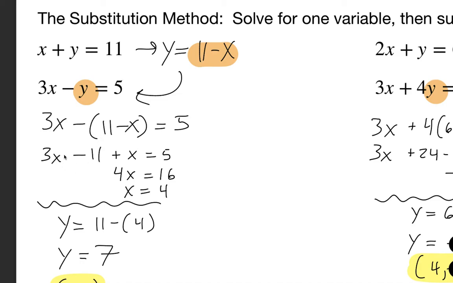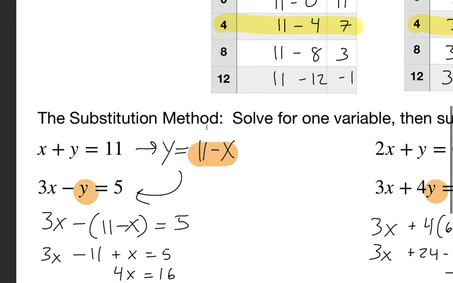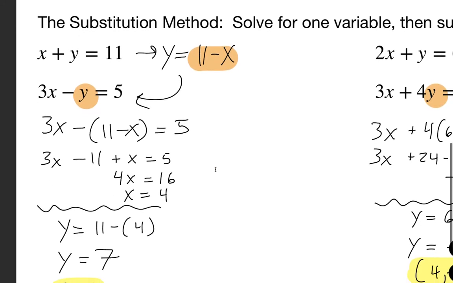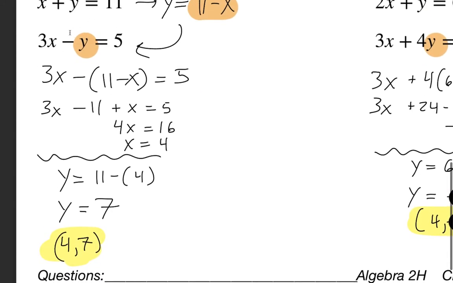In any case, you can combine like terms, add the 11 to both sides, divide both sides by 4, and you get x equals 4, as predicted up here, x equals 4. It's going to be the same solution because it's the same system to begin with.